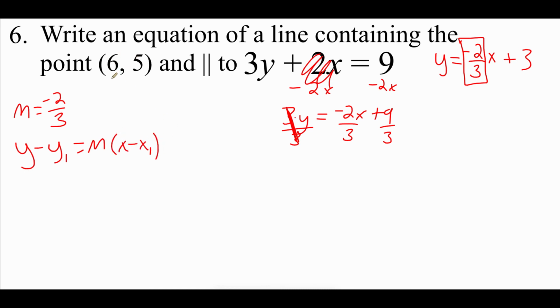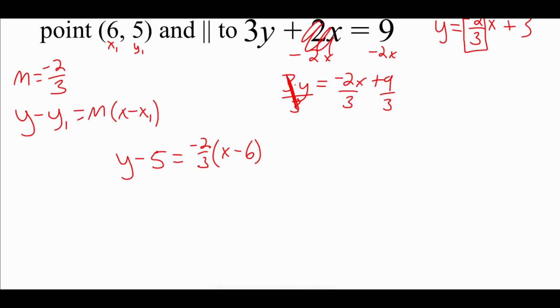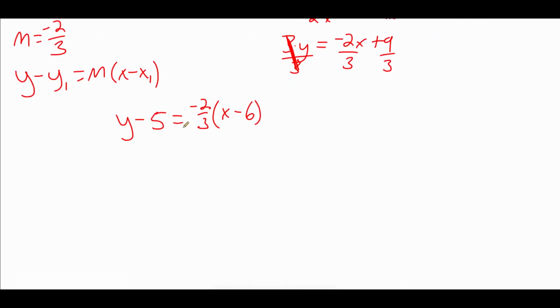I'm going to label my ordered pair. This is our x1, this is our y1. So I'm going to take those pieces of information and plug them into this point slope form. So we would get y minus the y1 value of 5 equals negative 2/3 times x minus 6. Now as we look at this equation, there's no double negatives to clean up, so I'm going to start by distributing the negative 2/3 on the right-hand side. So negative 2/3 times x is just negative 2/3 x.